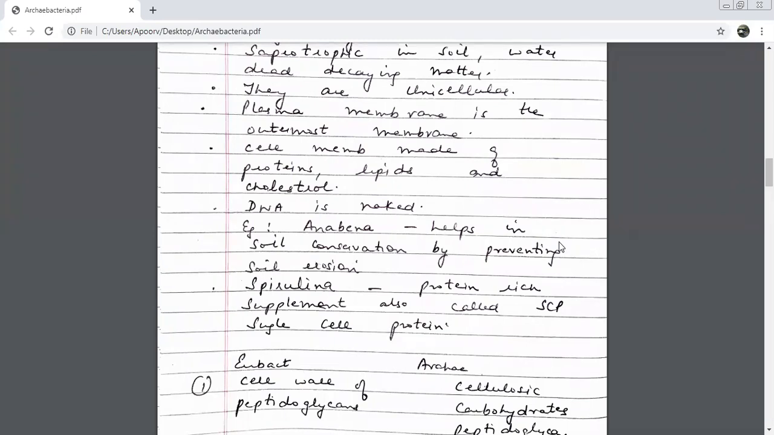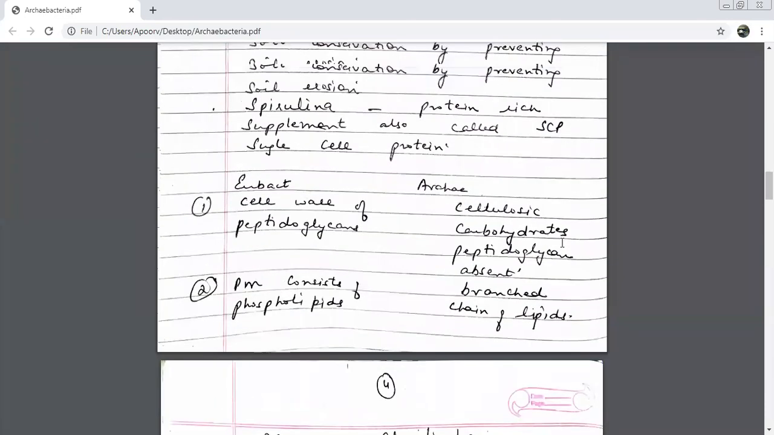It's a protein-rich supplement, very rich in proteins for human supplement, actually. Humans take it. In short, commercially, it is also called SCP, that is single-cell protein. So if in the market you have SCP available, single-cell proteins being sold as a human supplement, it's actually spirulina. What is it actually which is being sold as a human supplement? Very rich in proteins. What is it? Spirulina. Okay. Now, let us do the main differences between eubacteria and archaebacteria.